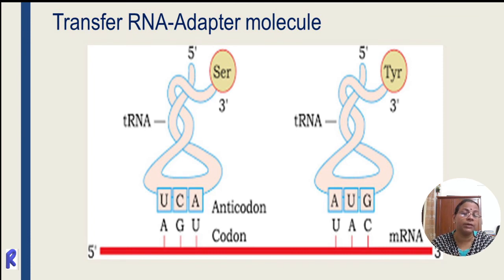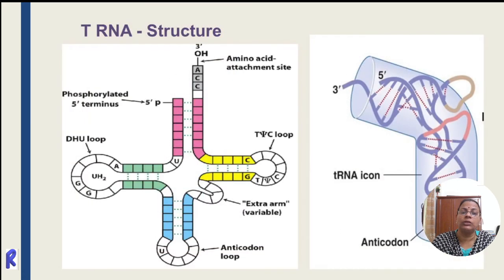So if in the mRNA the codon sequence is UUU, then in the tRNA the anticodon will be AAA. And at the 3' end, definitely the tRNA will be bringing phenylalanine. In that way, there is a translation of the meaning from the mRNA codons to the correct type of amino acid.